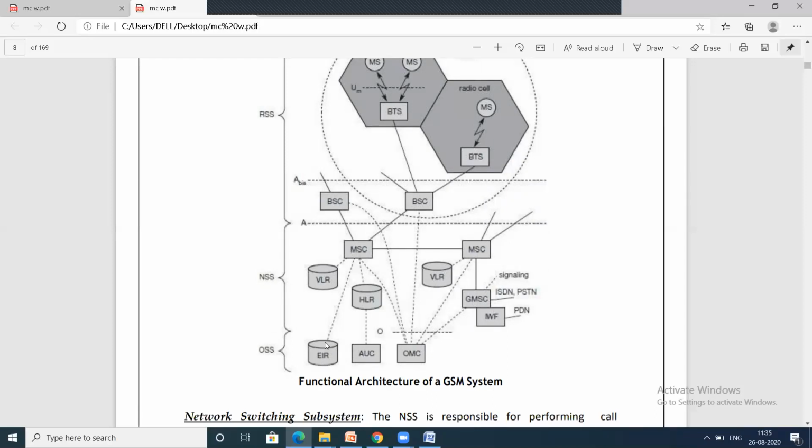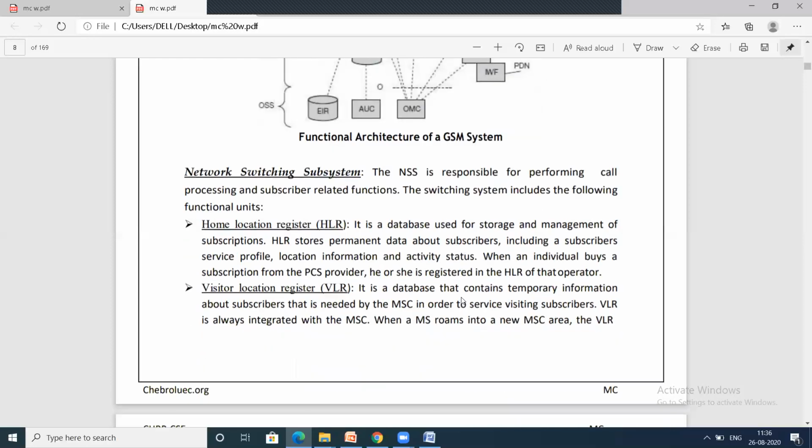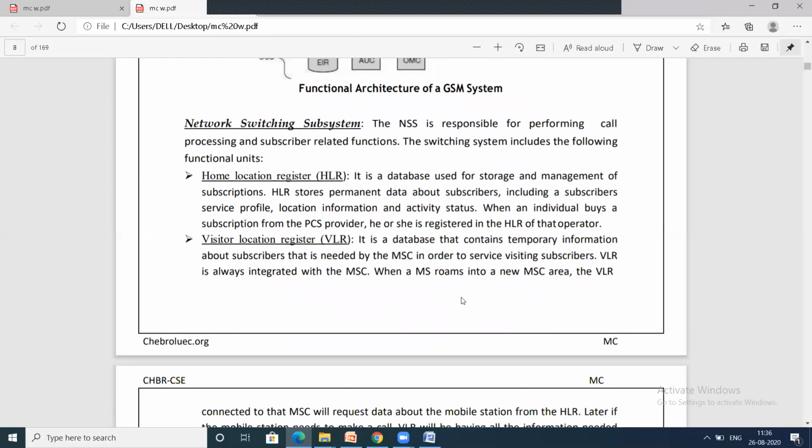This will store the mobile device numbers like IMEI numbers, etc., and the user's authentication. And the last one is the operations and maintenance center. This will be connected to all parts in the GSM network. Okay, this is about GSM architecture, and these are the definitions for each and every one.